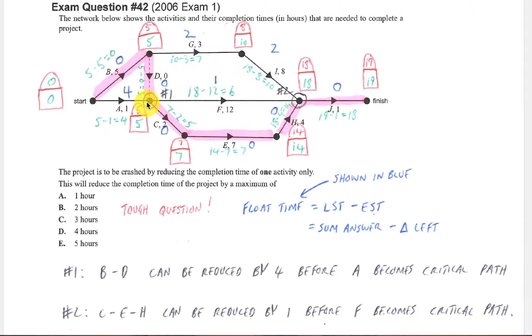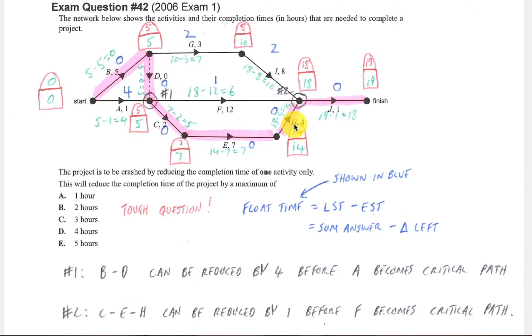When I take a look at the next section, so going from 1 to 2, I can see I've got along there as my critical path, so C, E, H. I can only reduce each one of those by 1 before F becomes the critical path. So here you can see F, it's got a float time of 1. So I can reduce either of these by 1, and then that will make an equal critical path here for F.